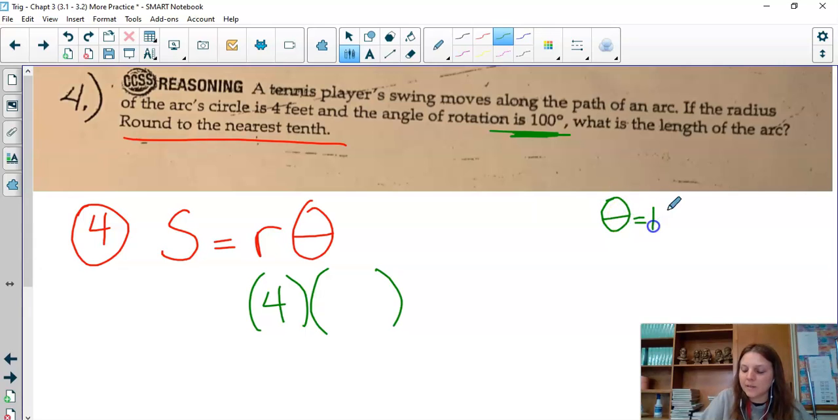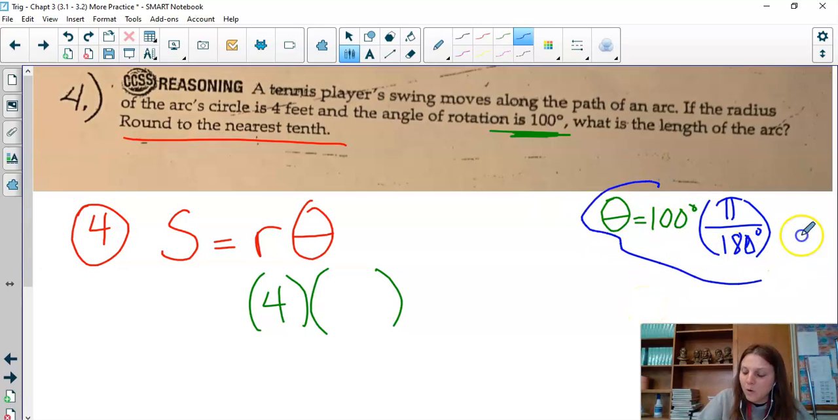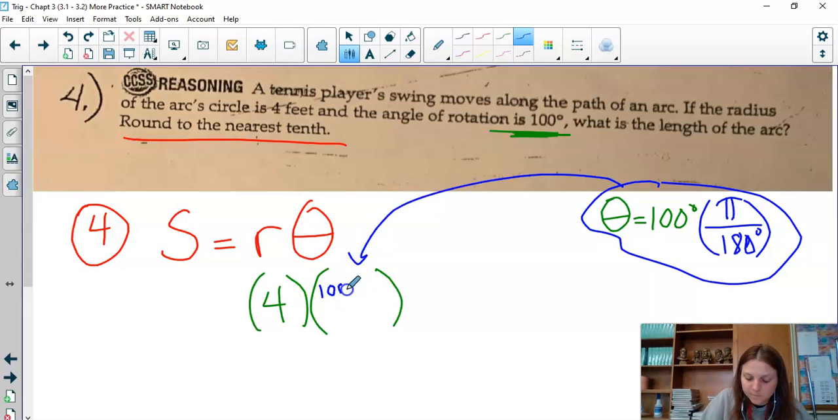Now that's nice that they give us the angle, but it's not in radians. So first you have to change it to radians. If you want to, you could reduce this. The zeros would cross out and you're reducing 10 over 18, which ends up being 5 over 9 pi or 5 pi over 9. Or since we're going to be using the calculator, you can simply just plug it in.